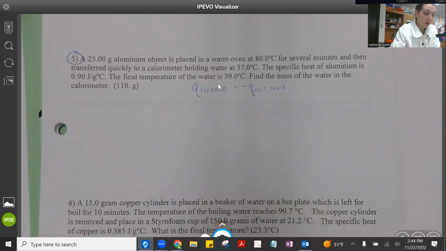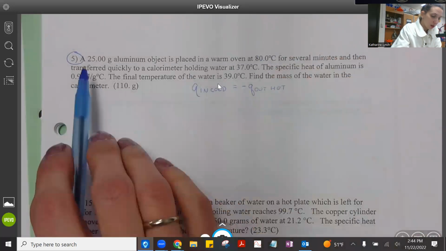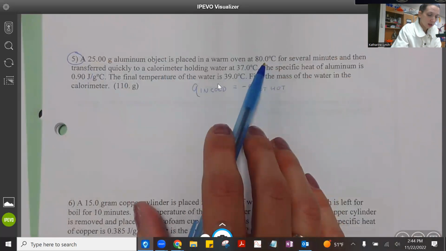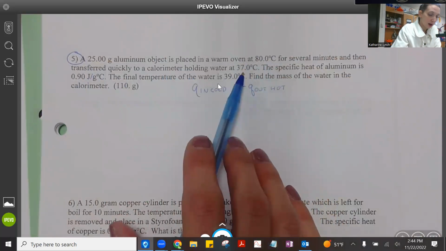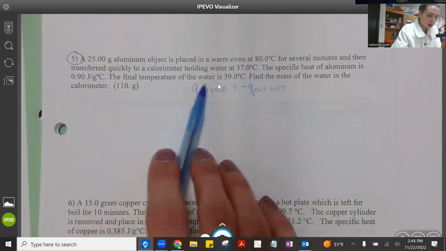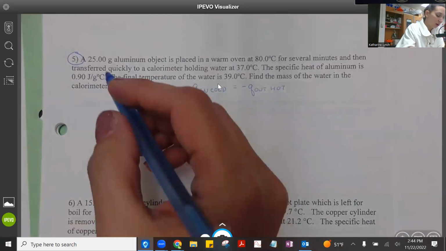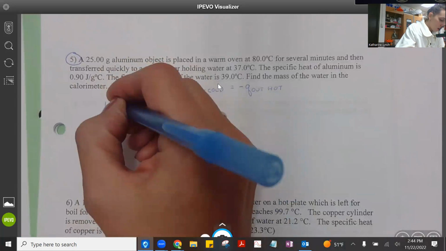Okay, so in this problem, what do we know enough about? Do we know enough about the hot aluminum? Let's see, Q equals, we know the mass. We know the temperature initial of the aluminum. We know the temperature final of the aluminum because it's going to be with the water down here. And we know the specific heat. So we know lots about the aluminum. So first, let's find out about our hot aluminum.